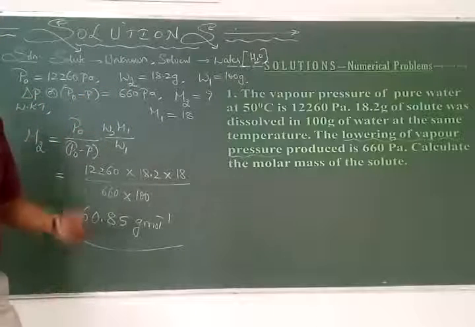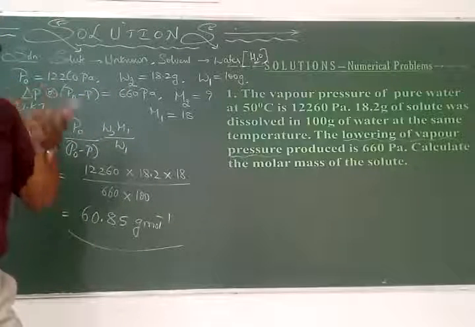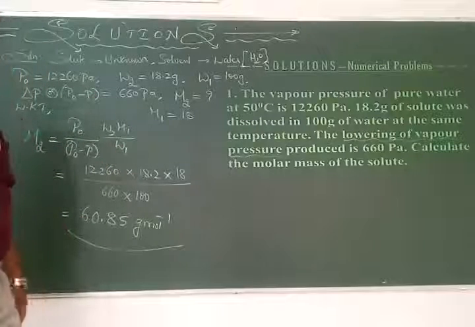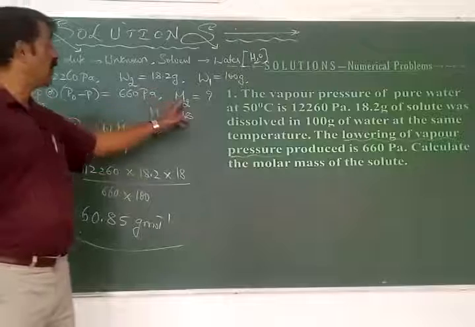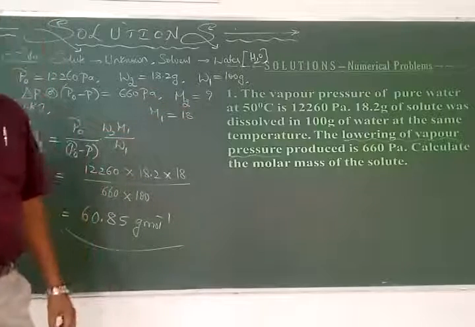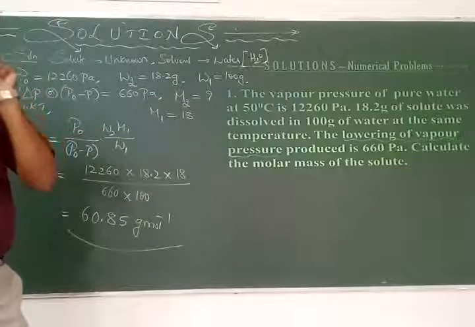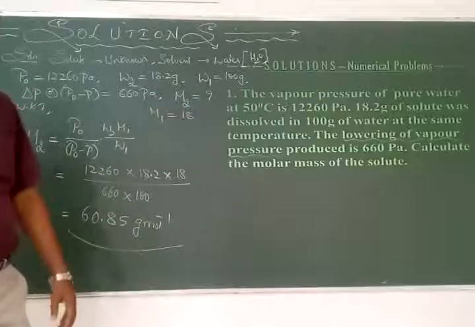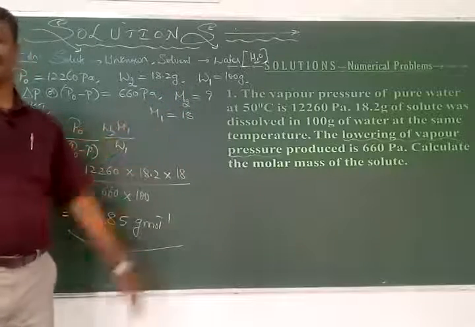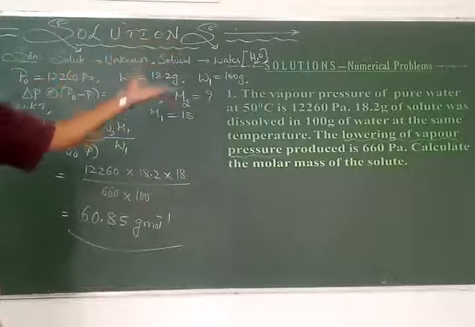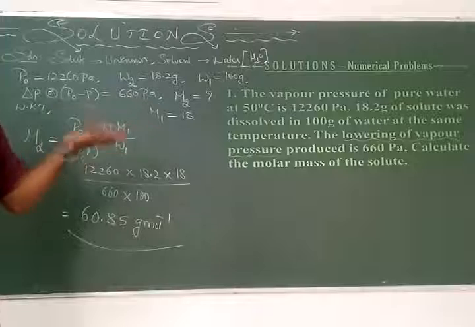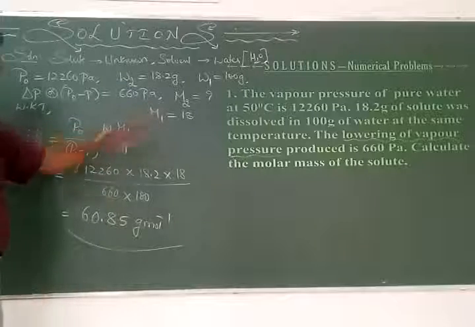Then, the lowering of vapor pressure is directly given as delta P, which is equal to P naught minus P, and it is 660 in pascals. Then we calculate the molecular mass M2 of the solute. We also need M1, and because the solvent is water, the molecular mass of water is 18 grams per mole.